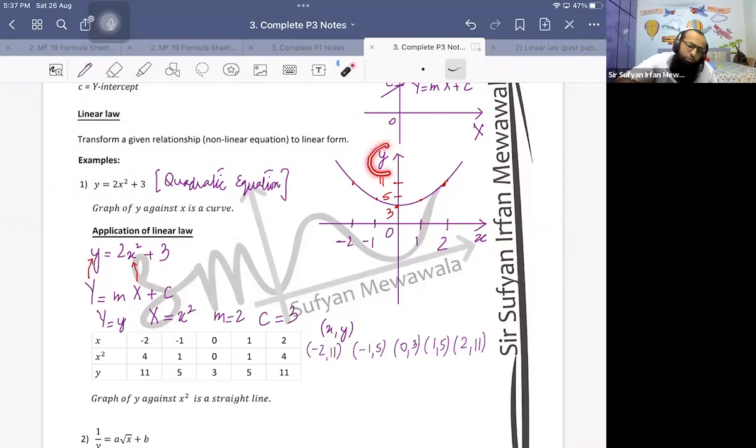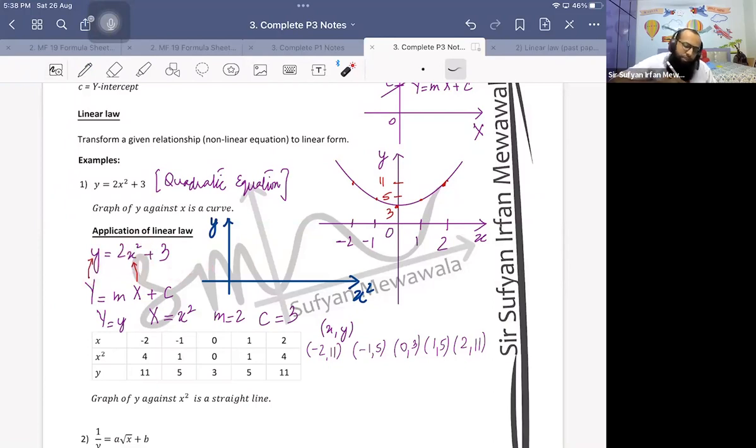So now we are not going to take y on the vertical axis and x on the horizontal axis. Rather, we are going to change the axis of the curve. Just check it out. Now I'm going to take x square on the horizontal axis and y on the vertical axis. Because in the form y equals mx plus c, in place of y we have small y, in place of x we have x square, in place of m we have 2, and in place of c we have 3. So if we take x square on the horizontal axis and y on the vertical axis, a straight line will be formed.